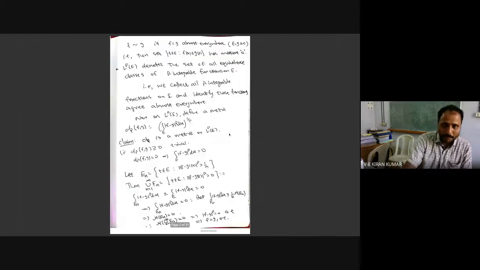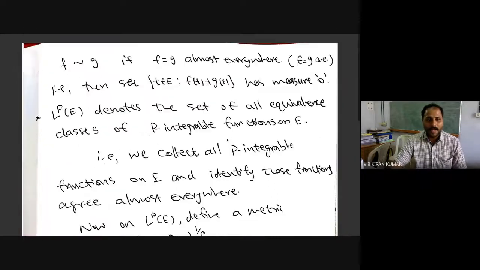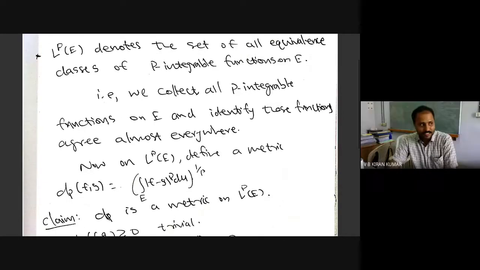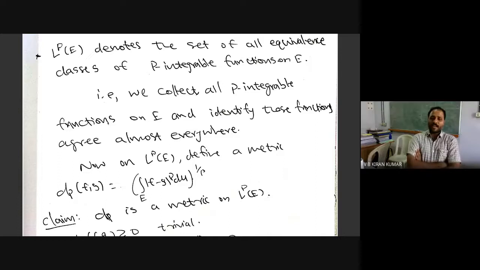So what are the elements in L^p(E)? They are equivalence classes. They are not merely functions, they are equivalence classes of functions, right?